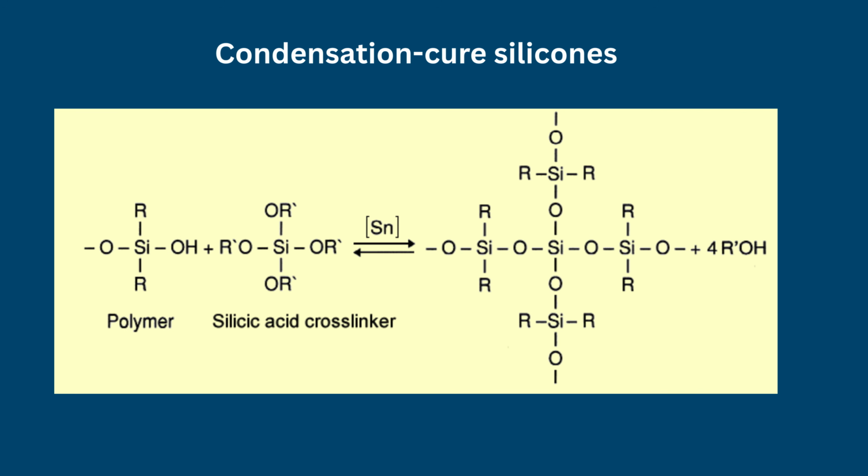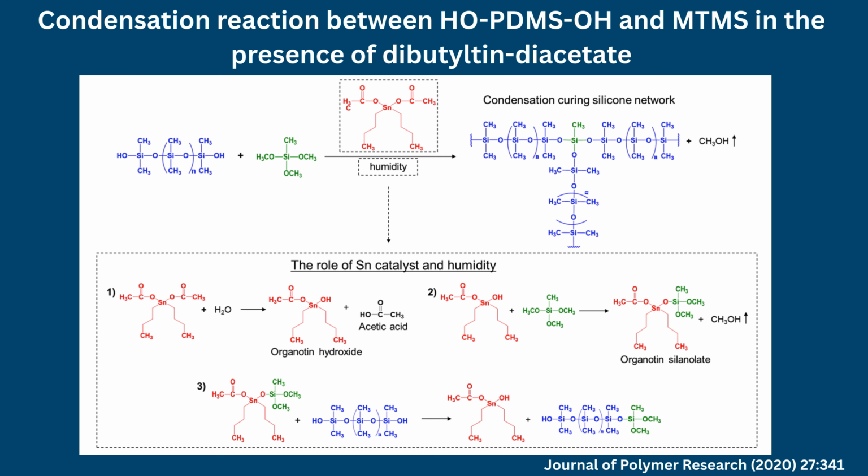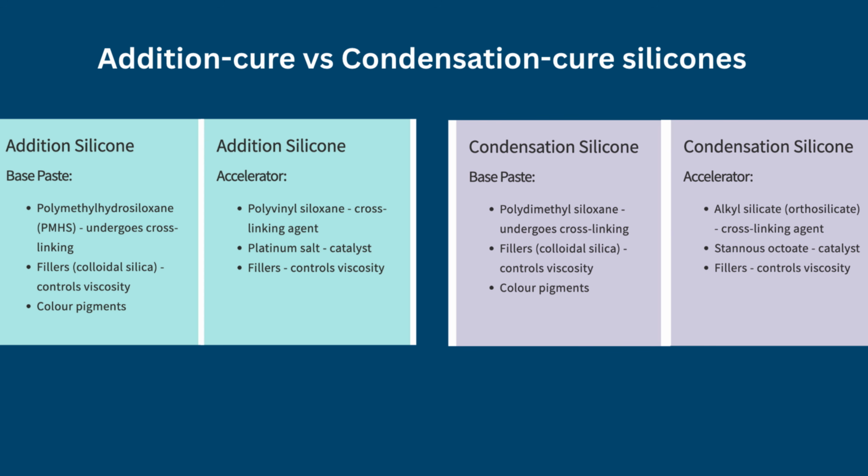In contrast, condensation-cure silicones rely on moisture-induced reactions between hydroxyl functional siloxanes and alkoxysilanes catalyzed by organotin compounds. Alcohol molecules are released during curing, producing slightly greater shrinkage, 0.5 to 1%, but offering lower cost and easier processing. Addition-cure silicones are preferred for precision engineering applications, whereas condensation-cure materials remain popular for artistic casting, architectural restoration, and educational mold making.